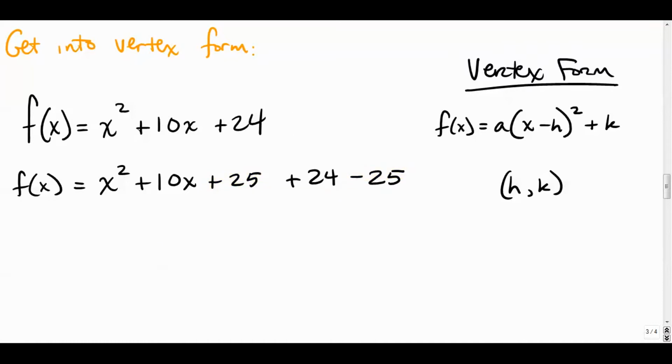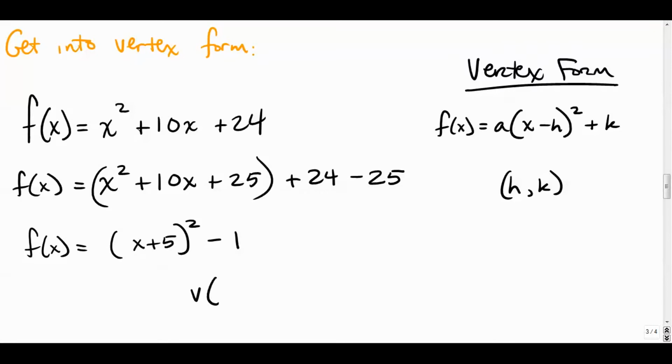started. Now what I'm going to do is I'm going to group those terms together and I'm going to factor them. So it's x plus 5 quantity squared minus 1. So I just turned this quadratic from standard form into vertex form, where my vertex is -5 comma -1.